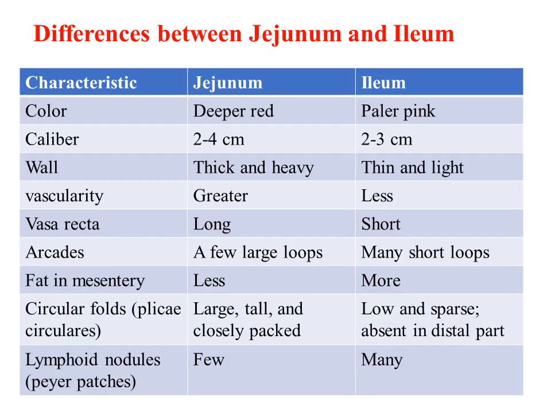The vasa recta, the arteries that come into the mesentery, are long in the jejunum and short in the ileum. The arterial arcades, the windows you have seen, are few and large loops in the jejunum, and many and short in the ileum. We find less fat in the mesentery of the jejunum and more fat in the mesentery of the ileum. The plicae circulares are large, tall and closely packed in the jejunum, and low and sparse or absent in the distal part of the ileum.